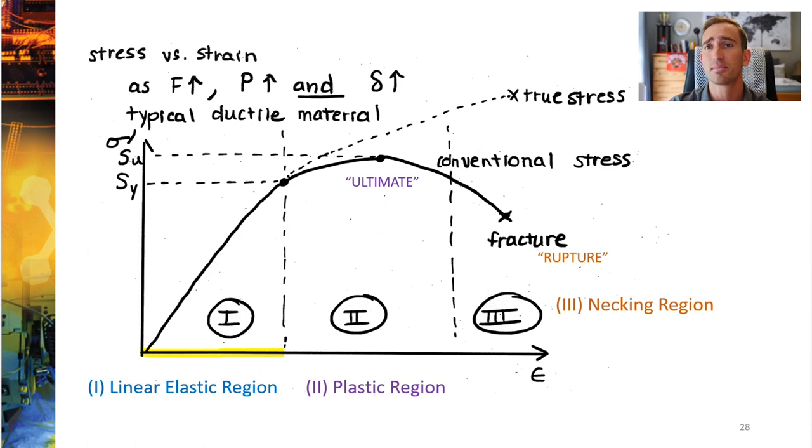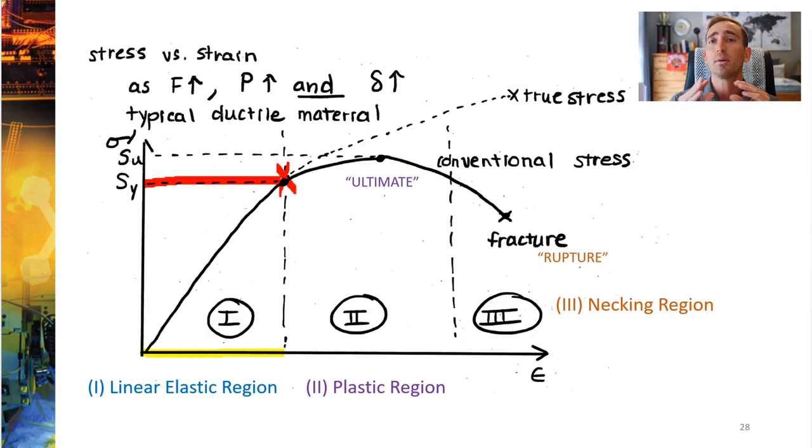You're going to oftentimes see this in homework and group work and other problems where you're assuming that the material is being loaded in this region. The reason why is because up here at the top, what you can see is that you have this value of sigma y listed. And what that represents is the yield stress of the material. And the reason the yield stress is so significant is because once your material passes this point right here, that is the point of no return.